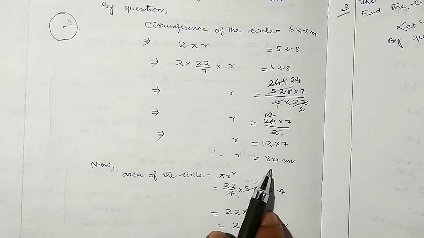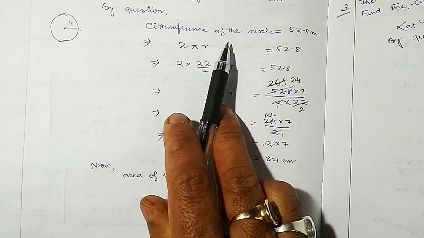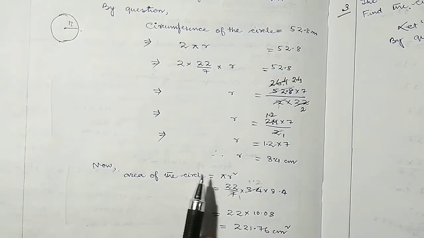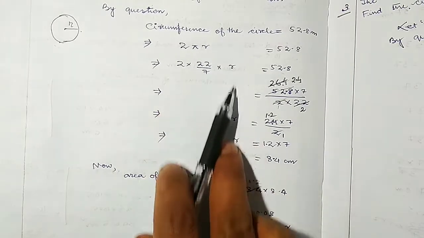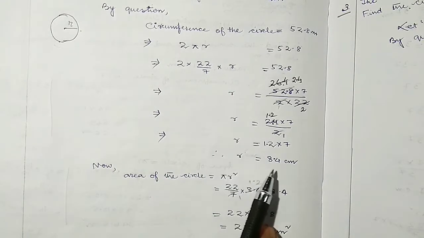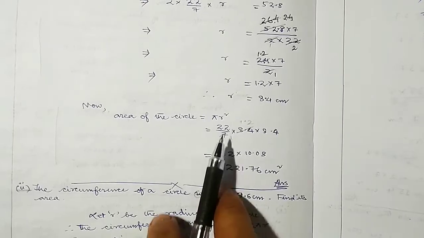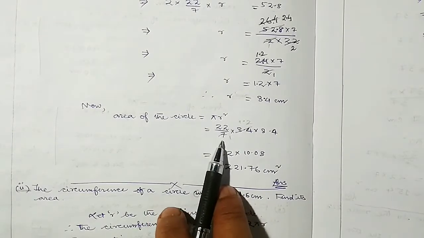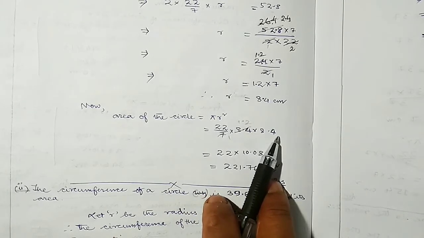That means the radius of the circle is 8.4, because in this question they have given the circumference and we have to calculate the area. Without knowing the radius, it is not possible. So from this part we have calculated the radius, and using this value we are now going to calculate the area of the circle. Now the area of the circle is pi r square. Pi is 22/7 into radius, 8.4 into 8.4.